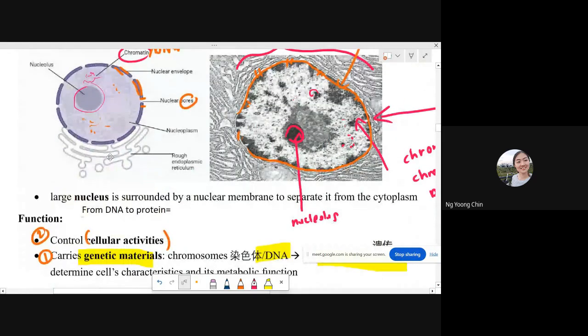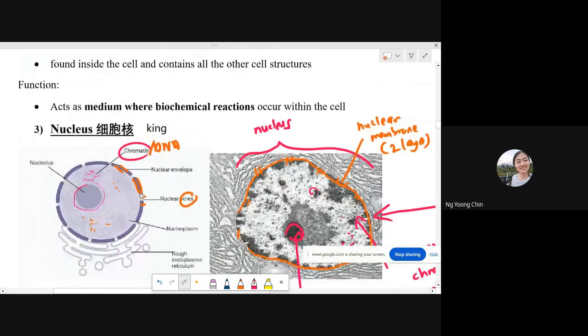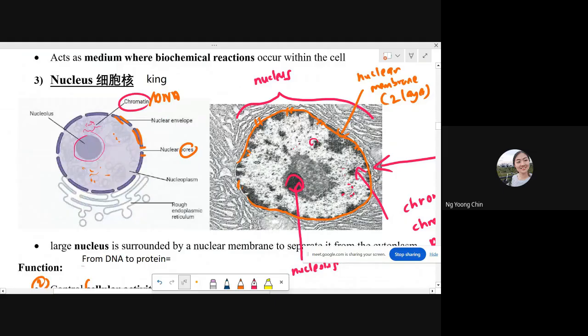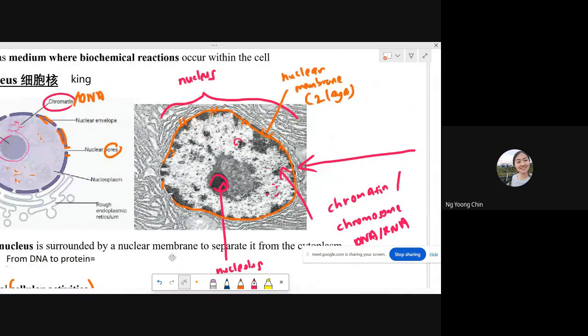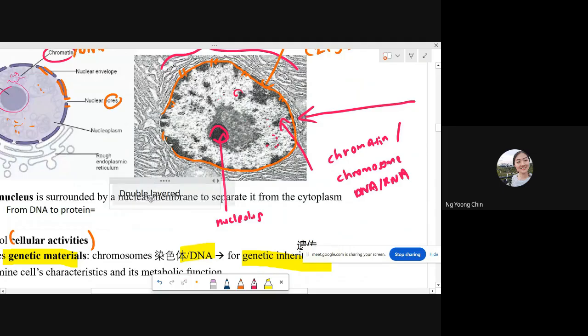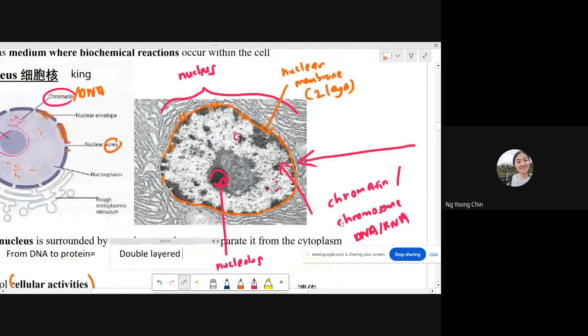So whenever the question asks you to write the structure of the nucleus, you can say that inside the nucleus there is the nucleolus, and it is surrounded by two layers of nuclear membrane. See, double layer nuclear membrane, and they are separated from the cytoplasm.